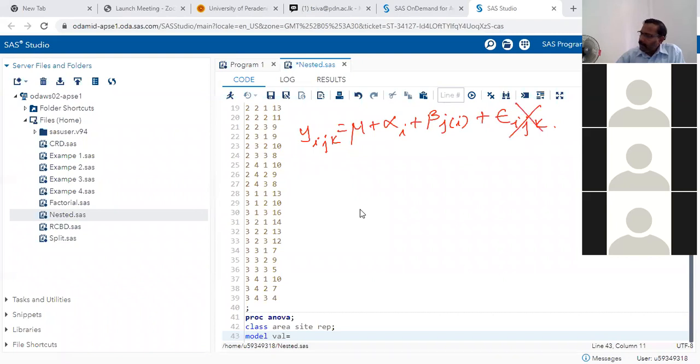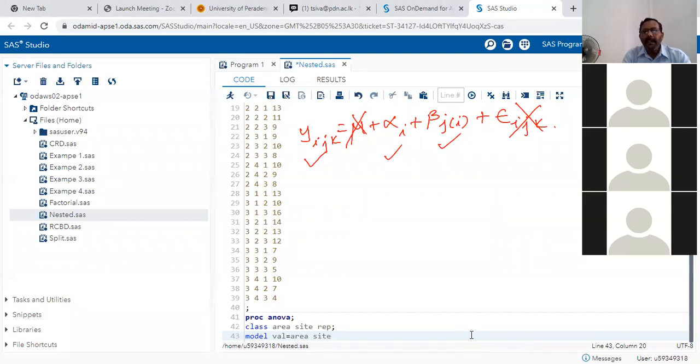Now here we don't need to enter. We will have to enter this value, this value, this value. Now tell me how we can enter these values. I have already entered the first value as value. What is the second? What is alpha I? It is the area. What about beta J? Site nested into area. So I can write it as site.